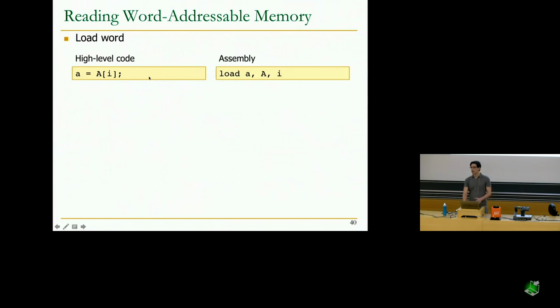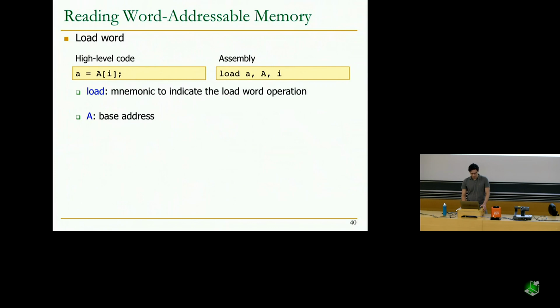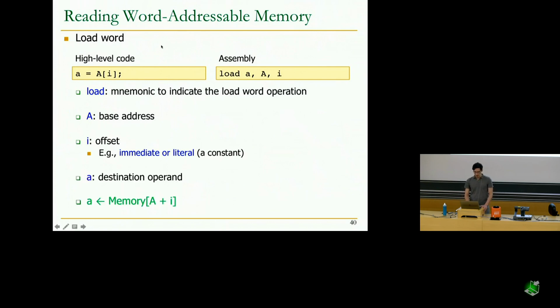So how is this going to be in our generic assembly? It's something like this, load A, which is the destination, and capital A and i, which are going to be used to address the memory. So we have the mnemonic, we have the base address, which is like the pointer to an array in high-level code, and we have an offset, which is the index in high-level code. And then we have the destination operand. These are the semantics, essentially the same as we have in the high-level code.